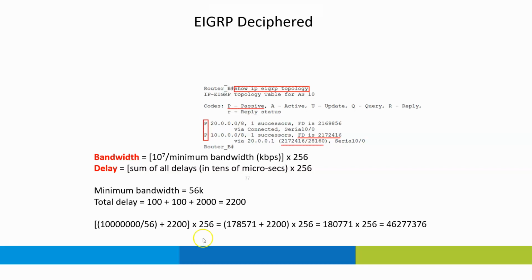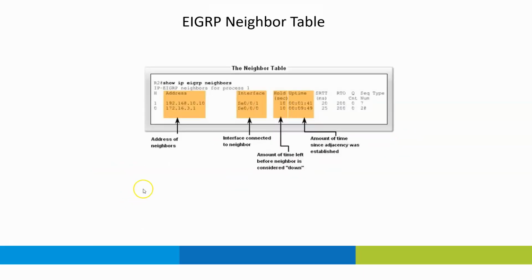So in this one, we have 10 to the 7th, which is 10 million, over 56 plus 2200, the total bandwidth, times 256. 178,571 plus 2200 times 256. So we get 46,277,376 for the metric. It's not in any values. It's a number that's used for comparison. Do any of the others represent a smaller metric? The smaller metric is the one it's going to use.